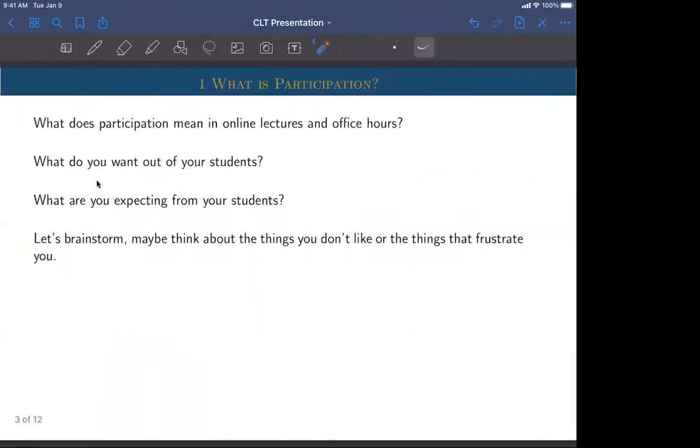Okay. So what does participation mean in online lectures or in office hours? When we examine this question, it's really a matter of what it is that you want to get out of your students, or what you're expecting from your students. For some, participation can simply mean, hey, just raise your hand and say something. For others, it might be, could you answer this question or provide your viewpoint on this idea?